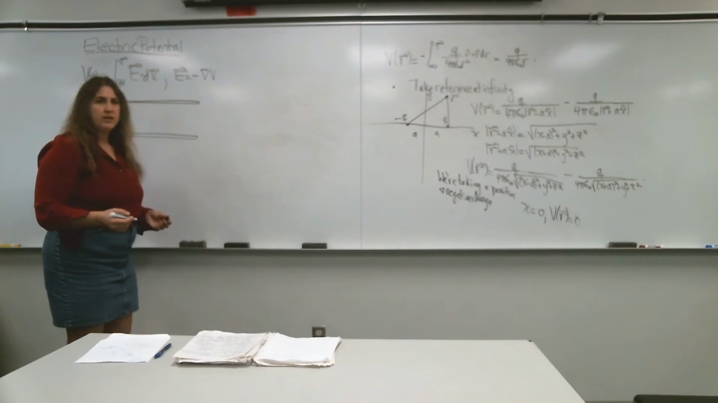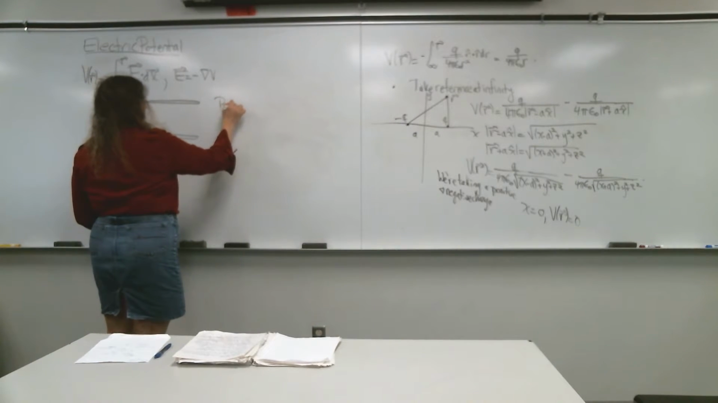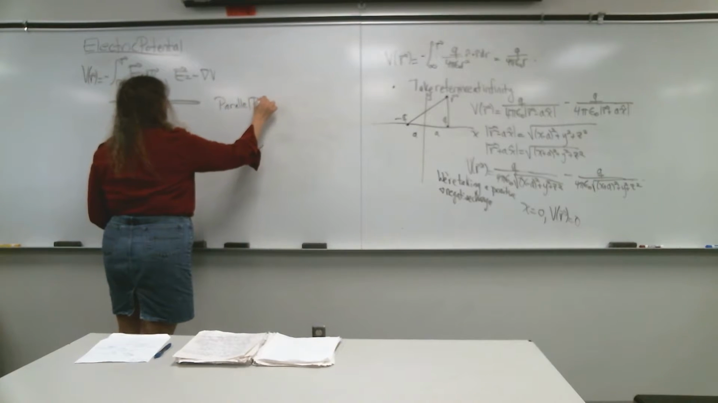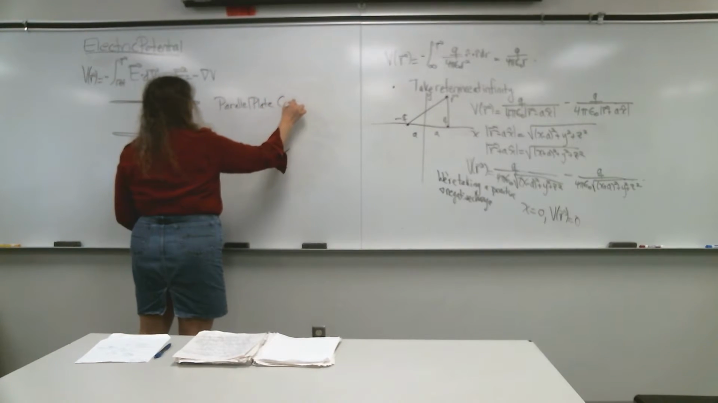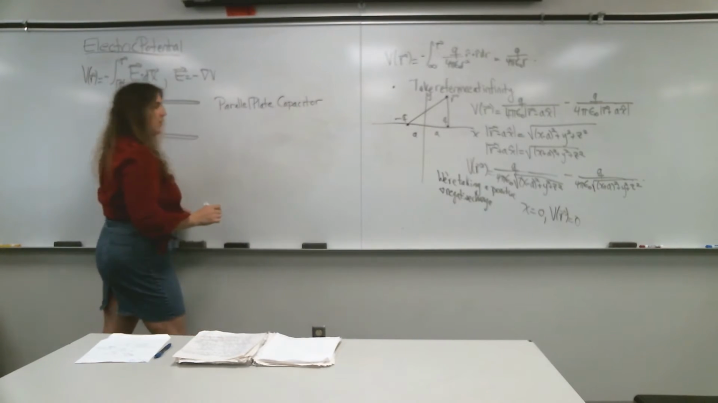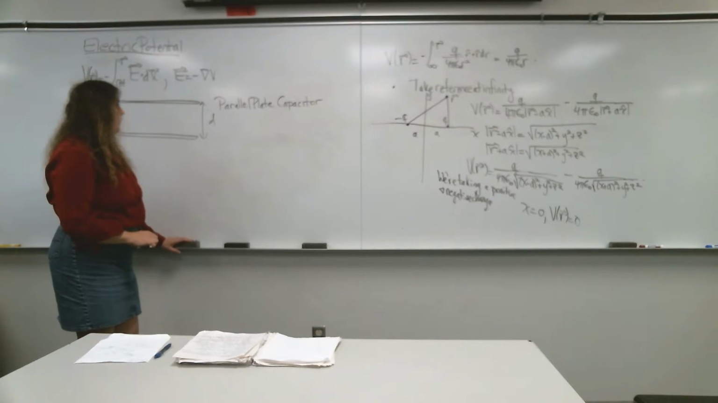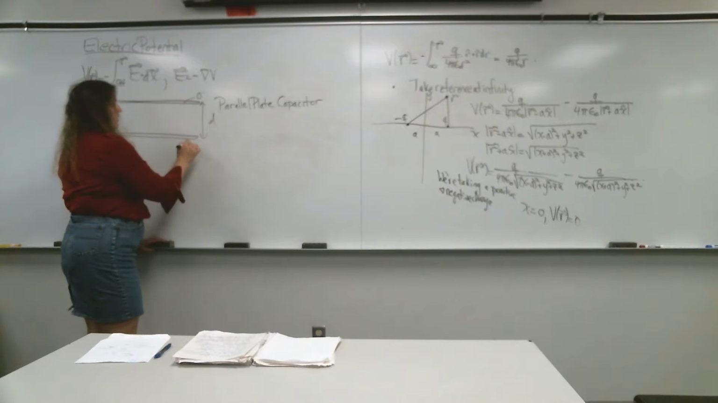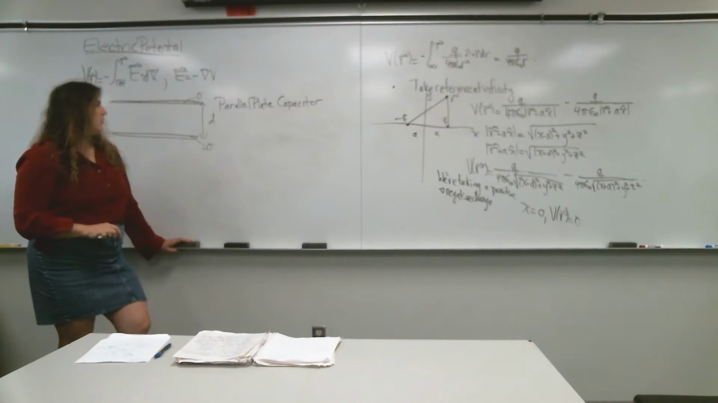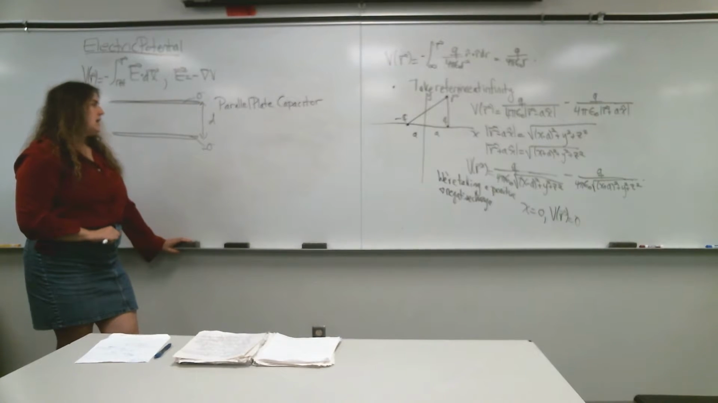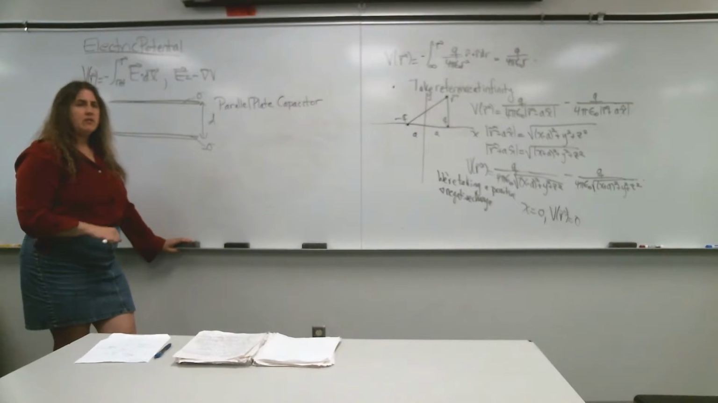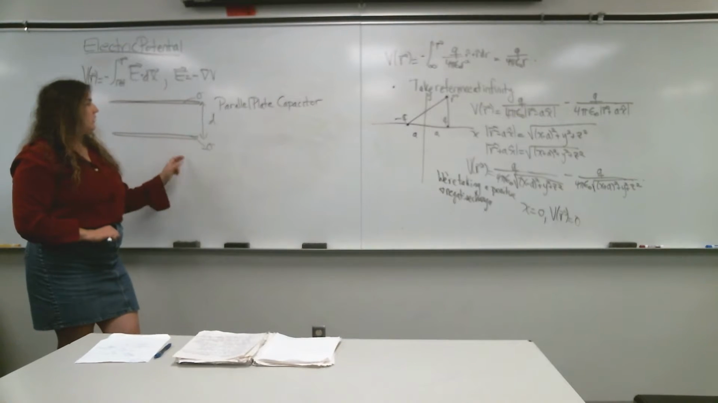Let's take a look at a parallel plate capacitor. Suppose that the distance between these two plates is d, and let's suppose further that I've stuck surface charge density sigma on the top plate and minus sigma on the bottom plate. The definition of a capacitor is two conductors that hold equal and opposite charges and maintain a potential difference between them.